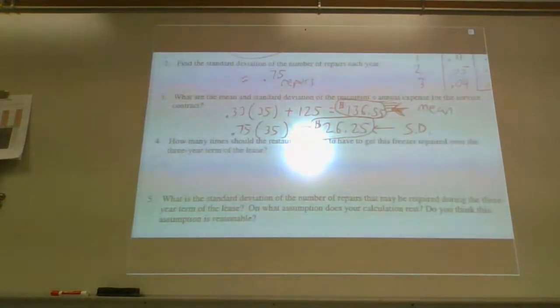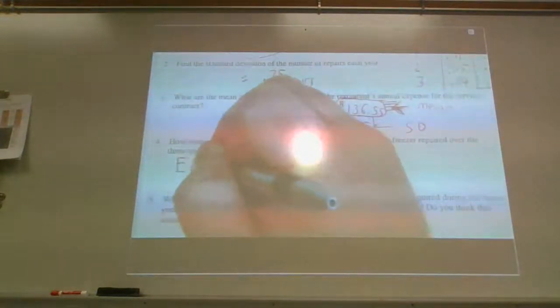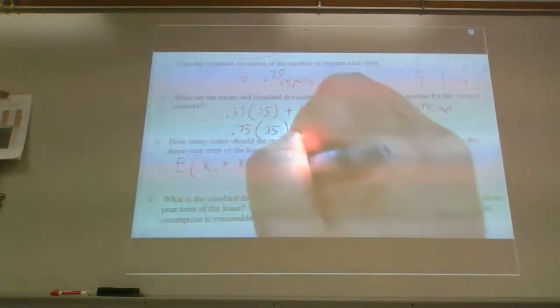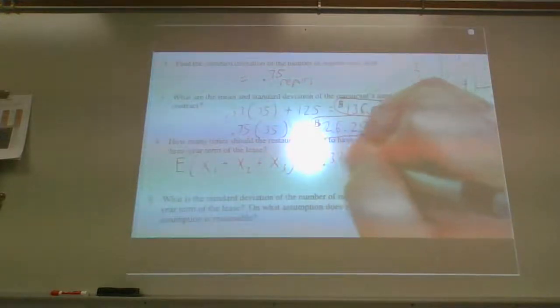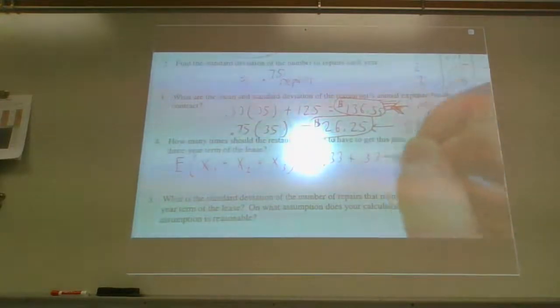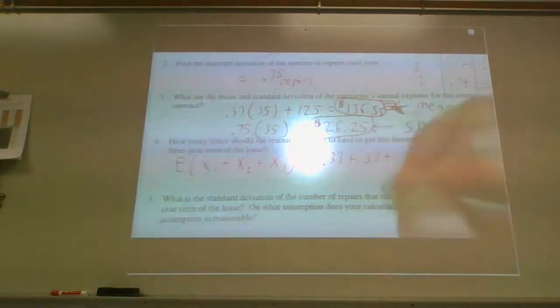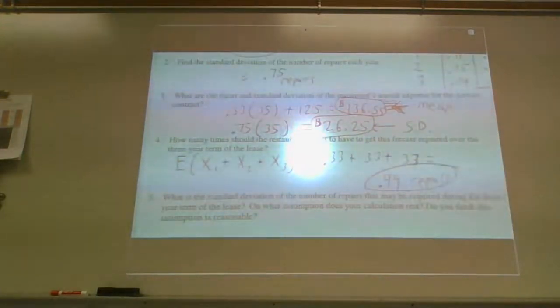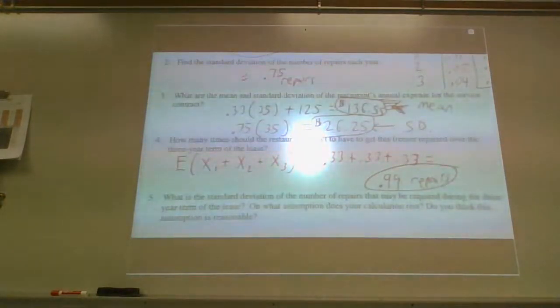Now, there's certain notation that they use that I'm going to write down. There's the first year, the second year, the third year, and it's just 0.33 plus 0.33 plus 0.33. That's all you would have to worry about. 0.99 repairs. Or logically, you just say 1. But I'm trying to be accurate on that one. It seems like a very straightforward question, but that's exactly all you have to do for that one.